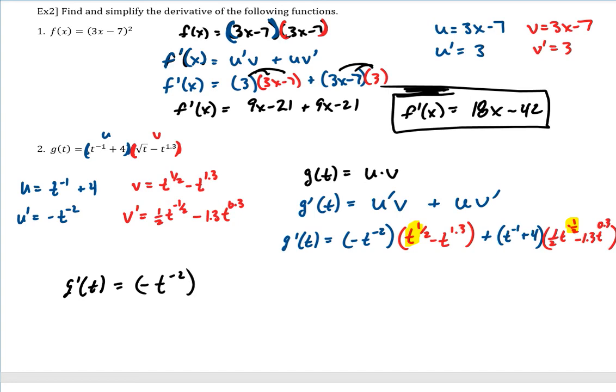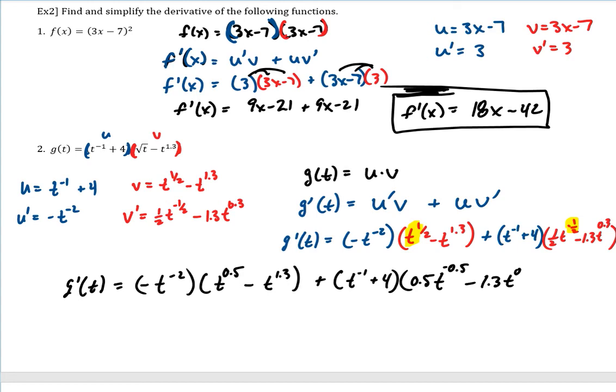So I still have the negative t to the negative 2. And then t to the 0.5 is how I'm going to write that, because 1 divided by 2 is 0.5, minus t to the 1.3, and then plus t to the negative 1 plus 4. And then even this 1/2, so I'm going to go all decimals. That 1/2 too, I'm going to change to 0.5, and then t to the negative 0.5 minus 1.3 t to the 0.3.